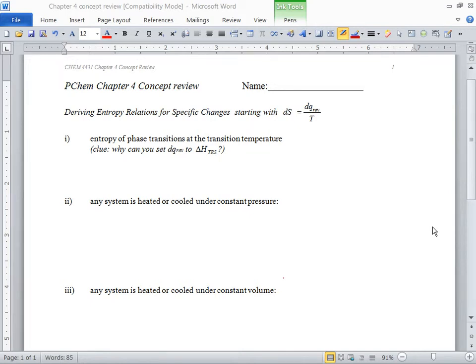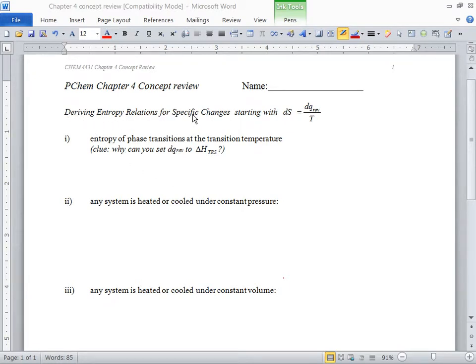So our concept review for Chapter 4 is essentially deriving these relationships. Hopefully we'll get out of here early, but we'll see. You need to start in each derivation of each relationship. For example, any system is heated or cooled under constant pressure. All these we're deriving entropy relationships.